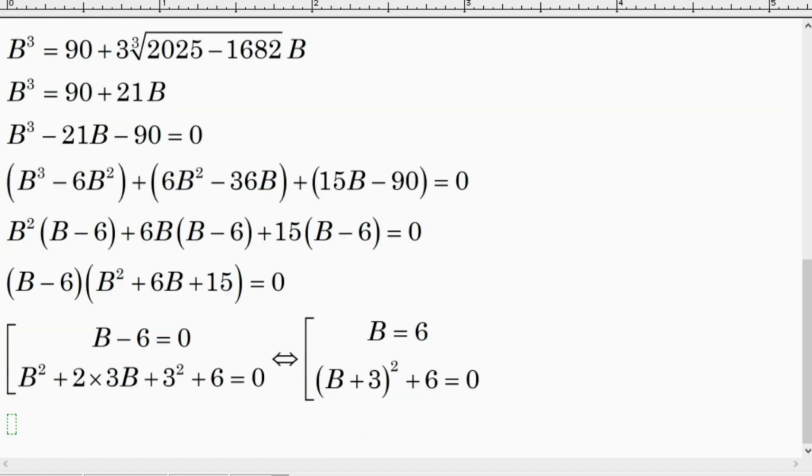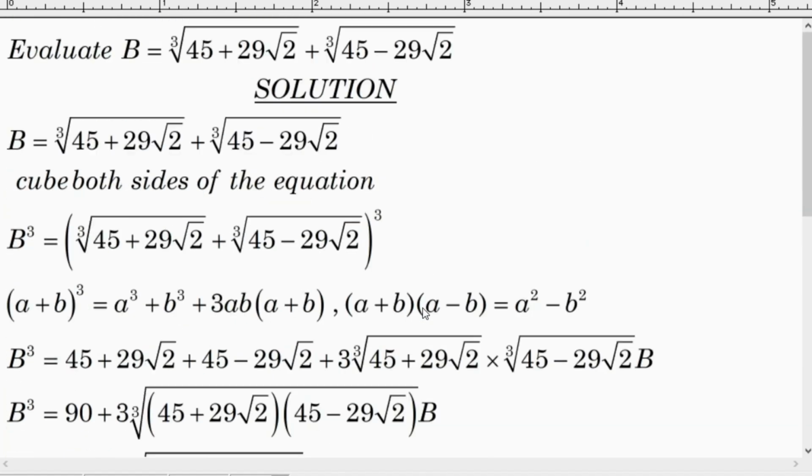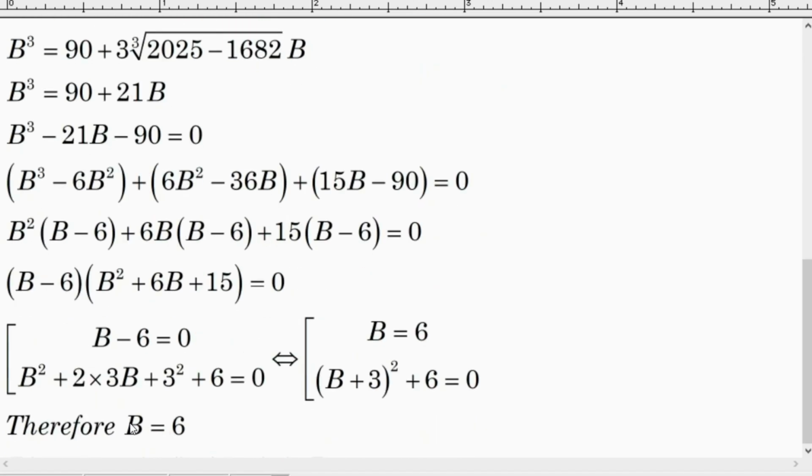Therefore, b equal to 6 is the answer for our question. So b equal to this quantity and that quantity is equal to 6.